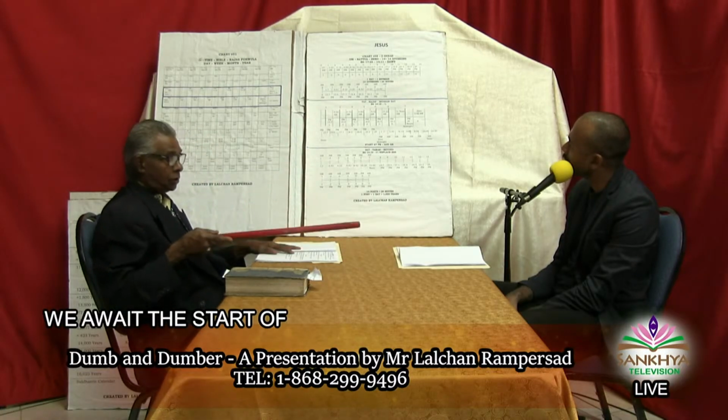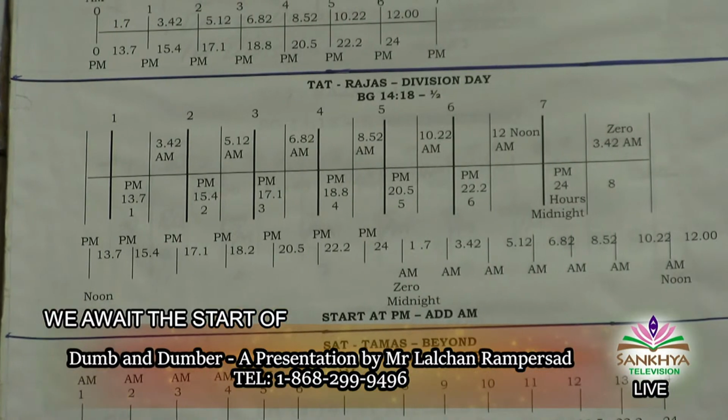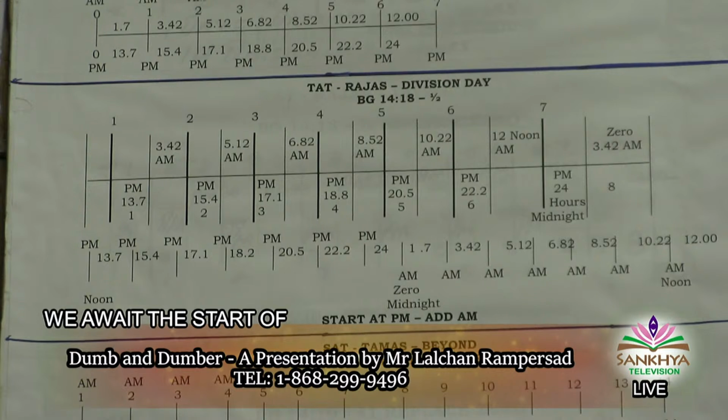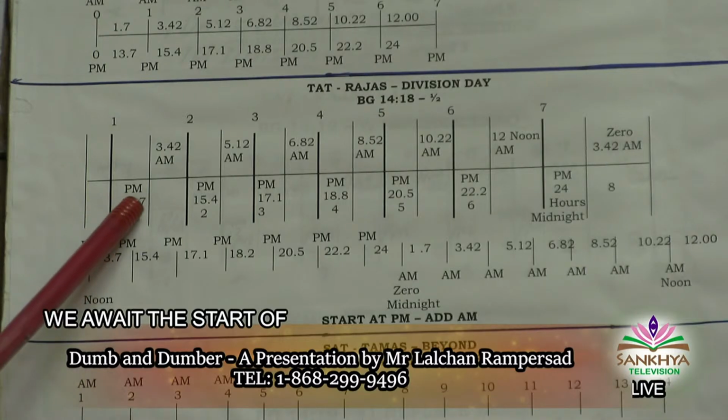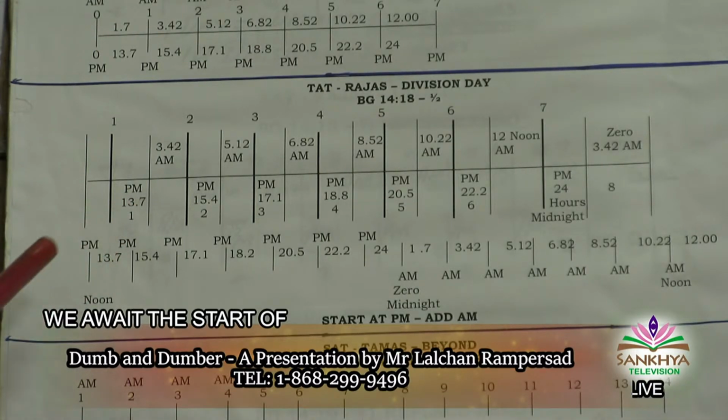PM will reach the 12 hours at midnight, that we refer to as death. PM, 12 noon to 12 midnight. This is Rajas. Anytime you start in the evening, you're dealing with Rajas. So this is how we know this is Rajas, Jesus.